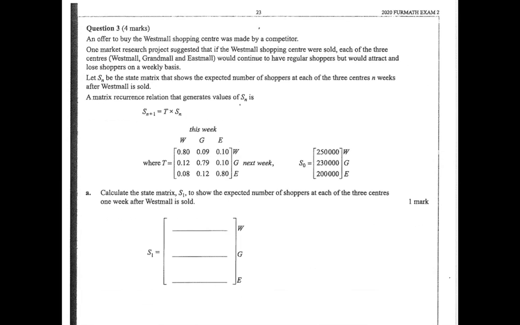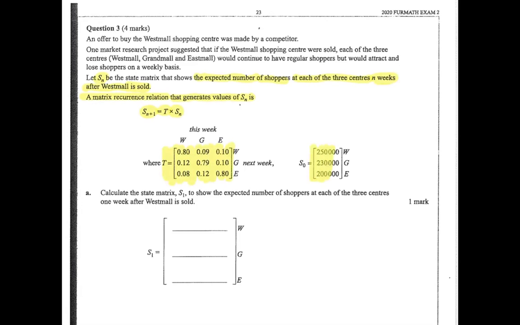An offer to buy the West Mall Shopping Center was made by a competitor. One market research project suggested that if the West Mall Shopping Center were sold, each of the 3 centers, West Mall, Grand Mall, and East Mall, would continue to have regular shoppers, but would attract and lose shoppers on a weekly basis. Let Sn be the state matrix that shows the expected number of shoppers at each of the 3 centers n weeks after West Mall is sold. A matrix recurrence relation that generates values of Sn is given by Sn plus 1 equal to transition matrix multiplied with Sn. The transition matrix is this guy here.